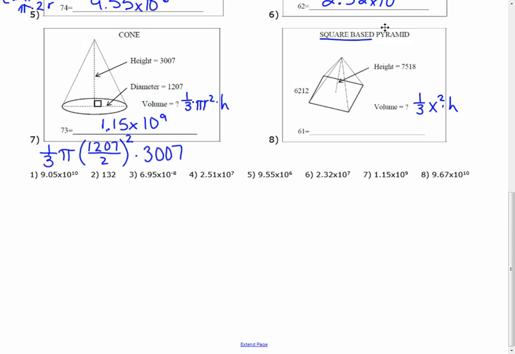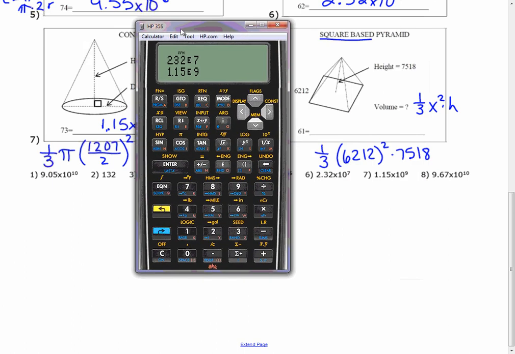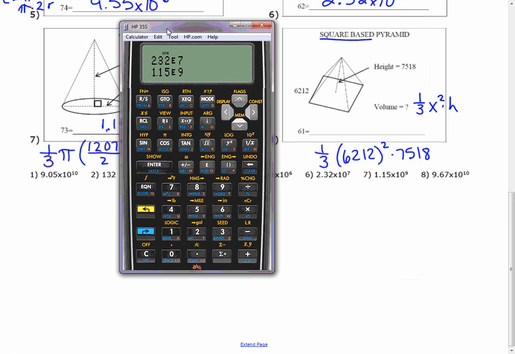So we're going to have 1/3. Our side is 6212 squared. Our height is 7518. And again, I do the same thing with the 1/3. I just save it till the end and divide by 3 instead of typing in 1/3. So I'll start with the squared part. 6212, blue x squared. 7518. That's our height. We multiply. 3, divide. So we get 9.67 times 10 to the 10th.